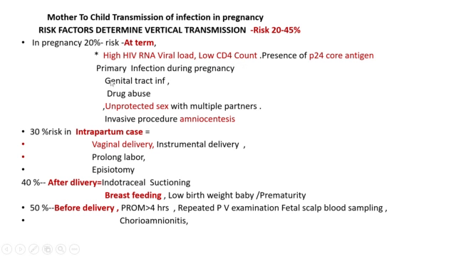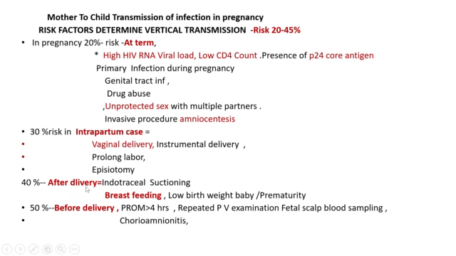Then associated genital tract infections in pregnancy, drug abuse, unprotected sex with multiple sexual partners, or invasive procedures like amniocentesis conducted in pregnancy put these patients at risk of vertical transmission to the fetus. In intrapartum conditions, there is 30% risk. The risk is more with vaginal delivery, instrumental delivery, prolonged labor, and use of episiotomy in second stage of labor.